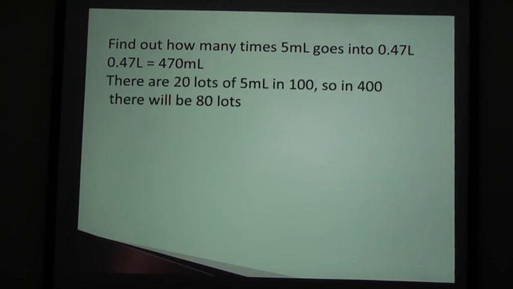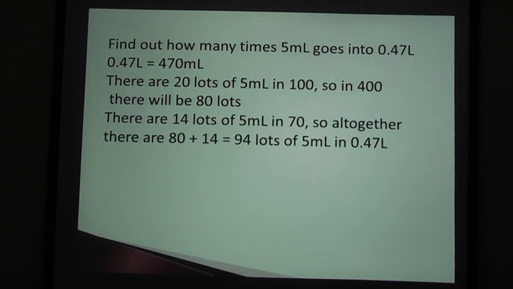There are 20 lots of 5 millilitres in 100. We know that. So therefore there are 400 lots. So in 400, there will be 80 lots. Yeah, stands to reason. There's 20 lots of 5 millilitres in 100, so therefore 80 in 400. But it's not 400 we want, it's 470 that we want. There are 14 lots of 5 millilitres in 70. So altogether, 80 plus 14 is 94. So I know that 94 times 5 gives me 470. This is a quick way again of working out the relationship between the two things.